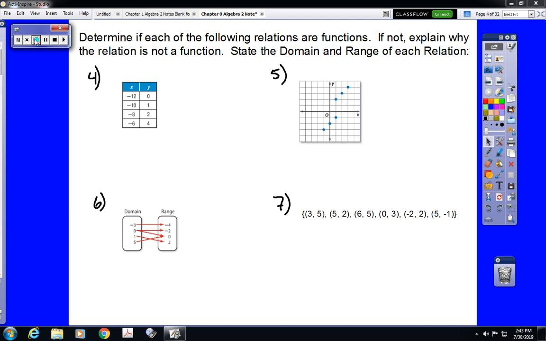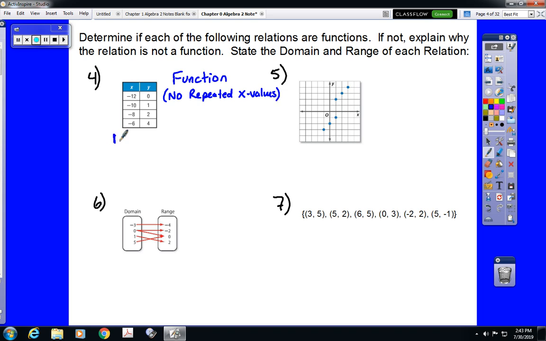So number 4 is a table of values. Notice how if we look at just the x values, there are no repeated x values. That means that number 4 is a function. Okay, you don't have to explain, but here's why. No repeated x values. Every row in the table has a different x value. That makes it a function.